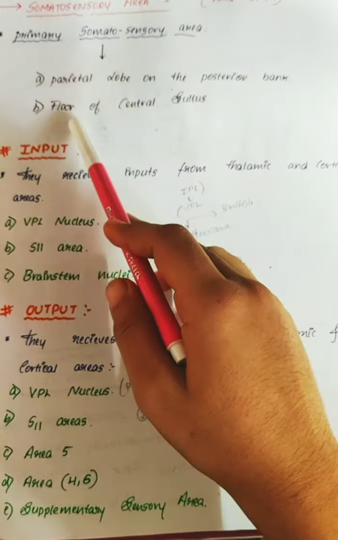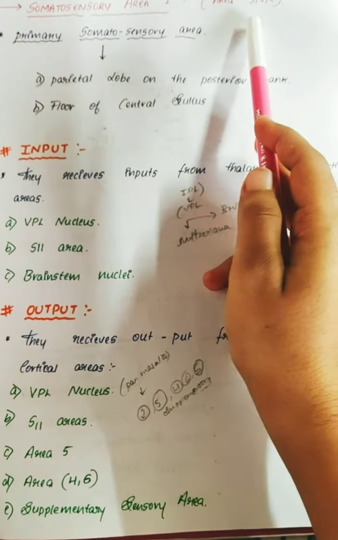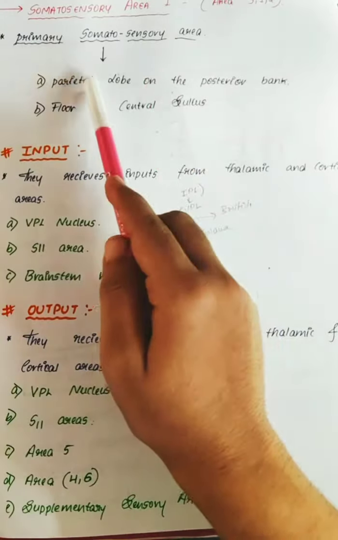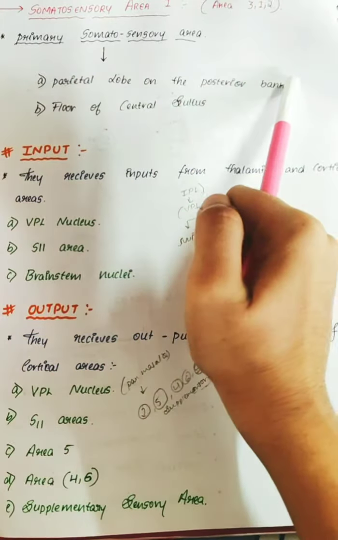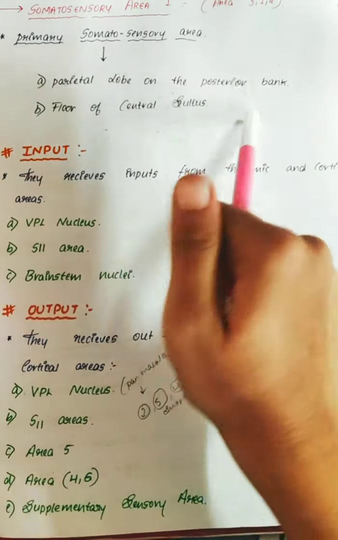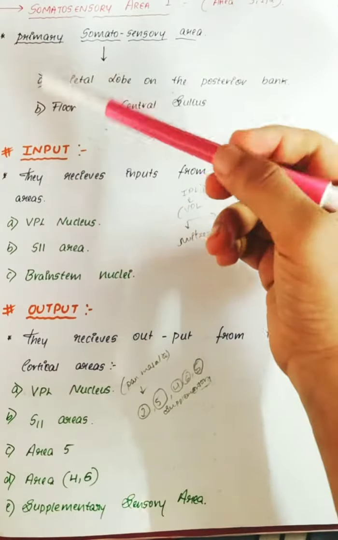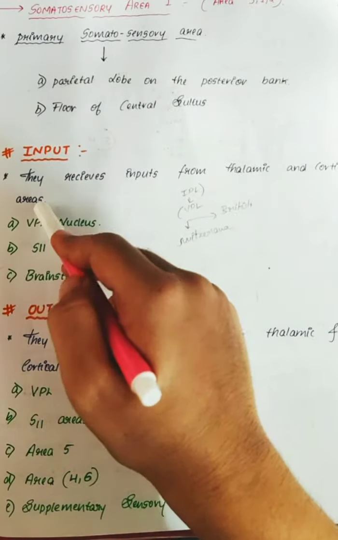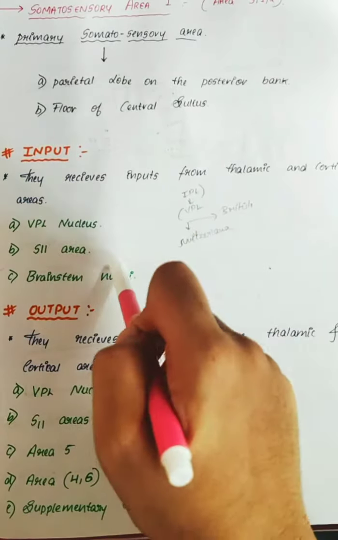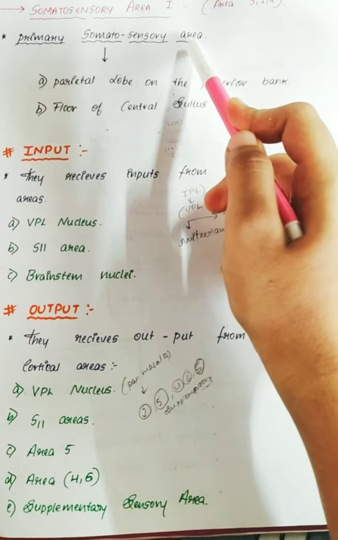The first one is the S1 area, the primary somatosensory area. The primary somatosensory area is also called area number 3, 1, 2. It is present on the parietal lobe, on the posterior bank of the central sulcus, the floor of the central sulcus. The primary somatosensory area has an input and an output. For the input, it receives from thalamic and cortical areas: the VPL nucleus, the S2 area and the brainstem nucleus. These three are the areas from which the primary somatosensory area receives input.